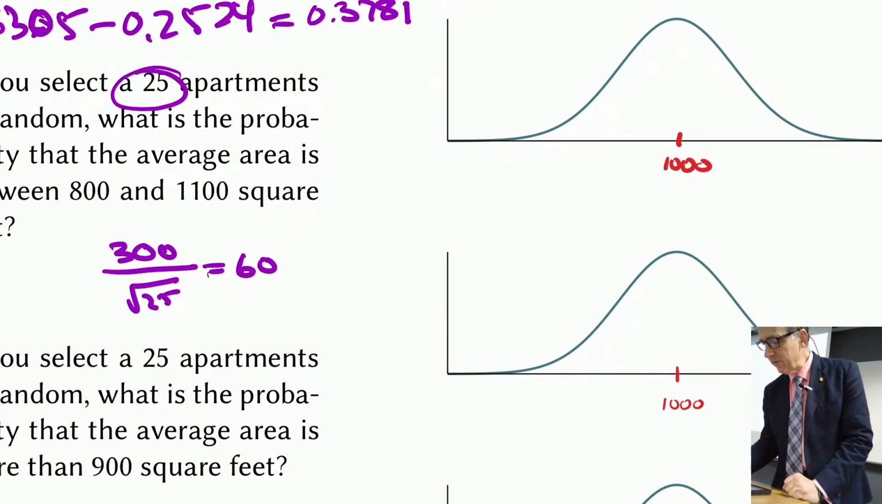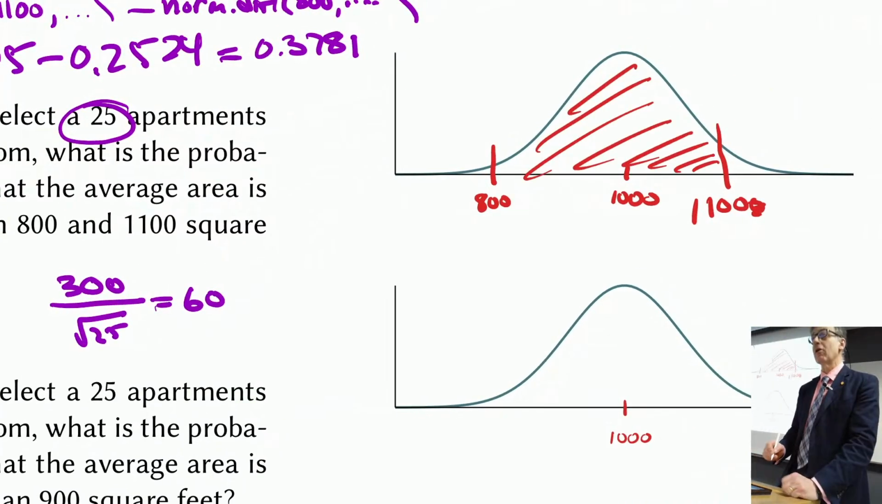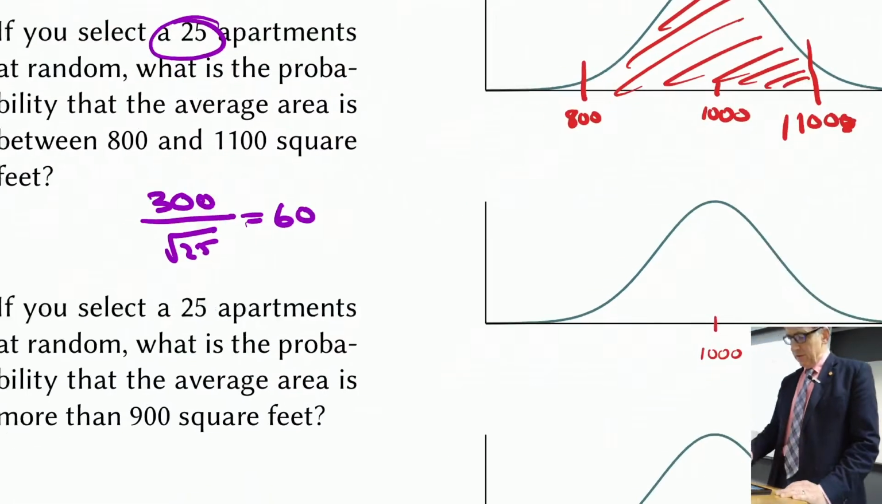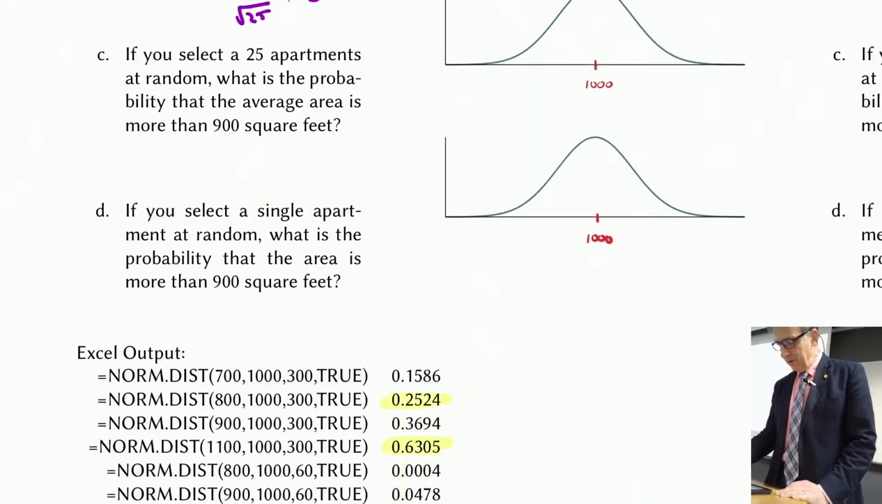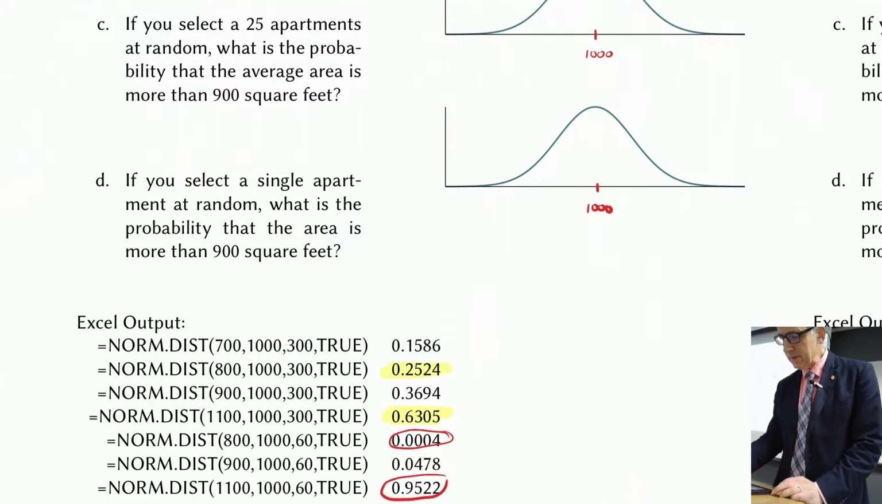So that just means that everything is a little bit more compact. And so 800 is going to be much further away from the middle than it is in the previous problem. Whoops, 1100. There we go. So that's the area. This is going to be a much larger percentage. So let me dig out of my table here the numbers that I need. So now I'm working on these numbers. So those are the two.